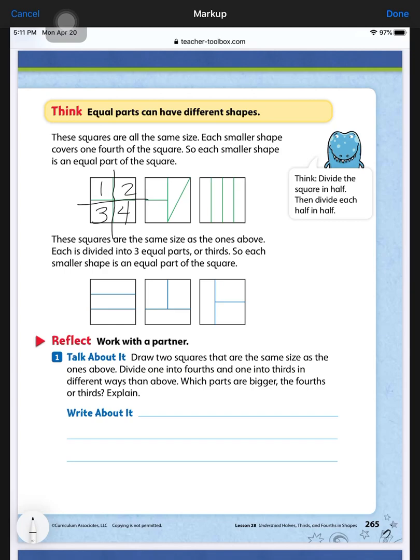These squares are the same as the ones above. So the second set of squares are the same as the ones above, but they are divided into 3 equal parts, or thirds. So each smaller shape is an equal part of the square. All right.